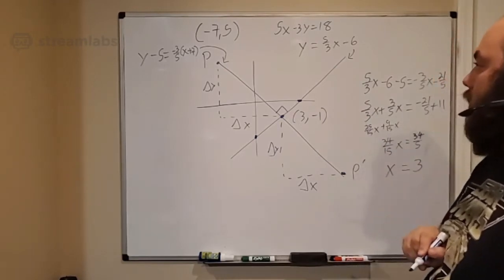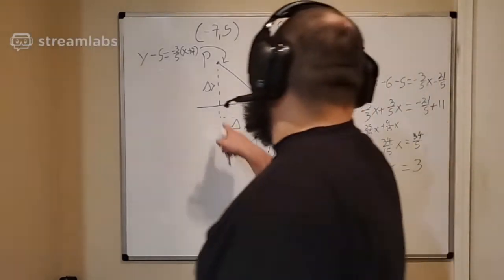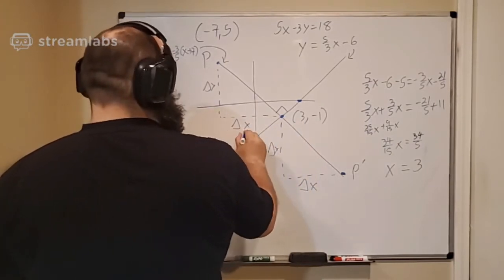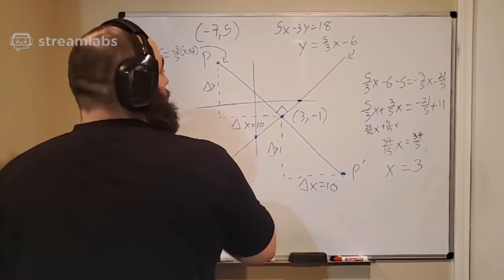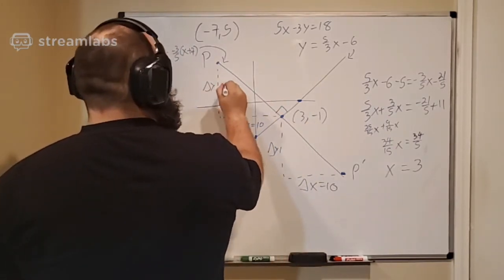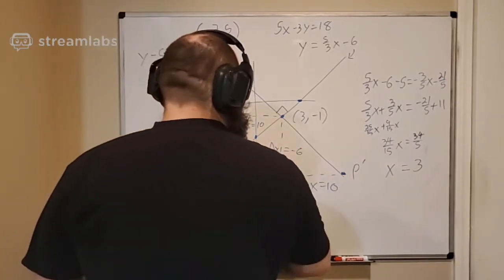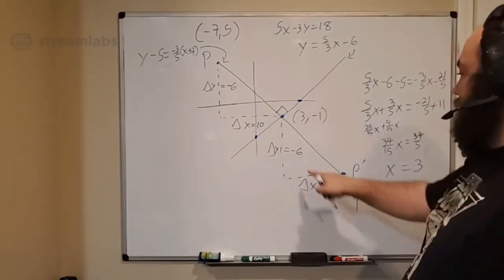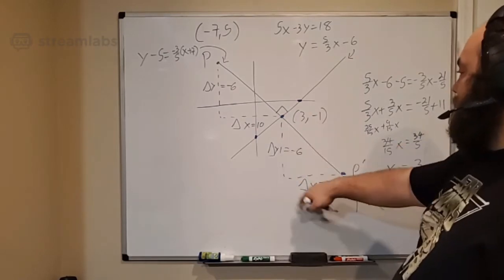So now that gives me that point, so I can find delta y and delta x very easily. So from -7 to 3 is a value of 10. So that means this delta x also needs to equal 10. And from 5 to -1 is -6. So this delta y is also equal to -6. So P prime is the point. So if I go 10 more right, that's 13. And if I go down 6 more, that's -7.